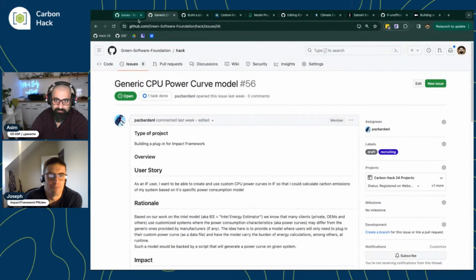Quite excited about that. Yeah, that would be really good. The Teads model does a lot of work at the moment in IF. It'd be nice if we weren't quite so dependent on it. Yeah, but it's so useful because it's so easy.